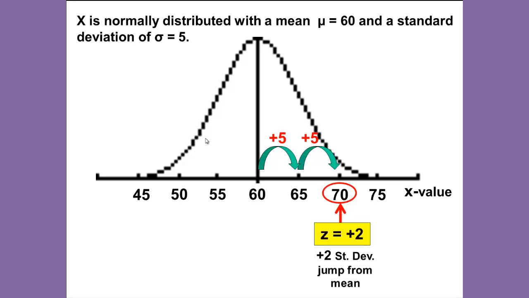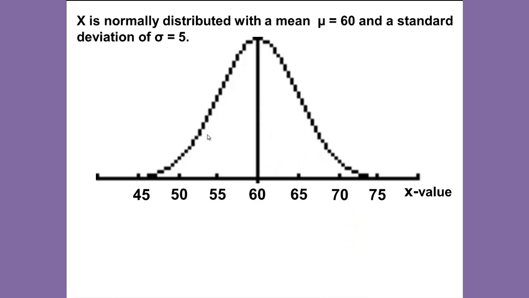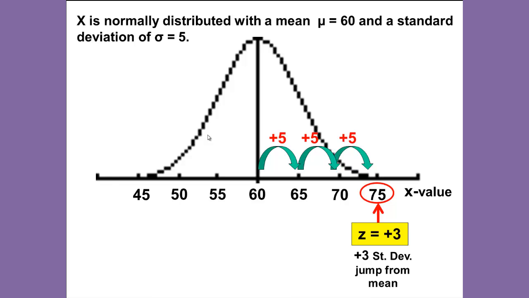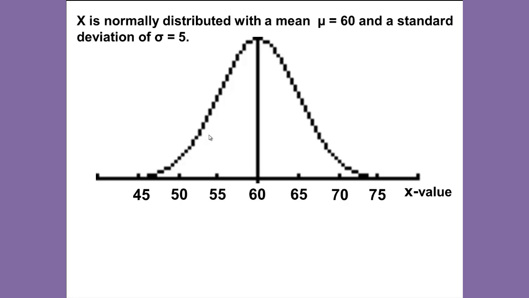Z equals 2 indicates that we have made 2 positive standard deviation jumps from the mean. 1, 2, 3. 3 standard deviation jumps from the mean lands us at 75, which corresponds then to z equals 3. Positive 3 standard deviation jumps from the mean. 60 corresponds to z equals 0 for 0 standard deviation jumps from the mean.